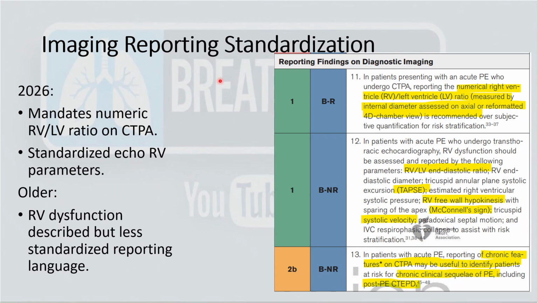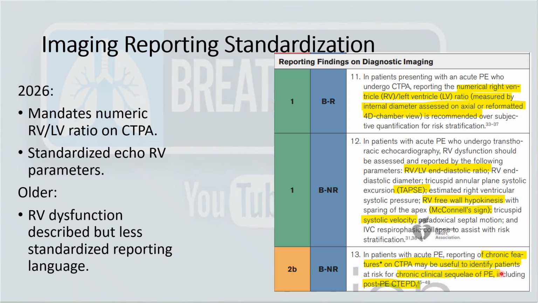Of course, they have mandated that in imaging reporting, they have standardized that you have to write the numeric value of the RV/LV ratio on CTPA, and they have also standardized some echo RV parameters. This is the table which says the numeric right ventricular to left ventricular ratio, measured by internal diameter assessed on the axial and reformatted four-chamber view, has to be written. Also, on echo you have to comment upon the RV/LV end diastolic ratio, TAPSE, RV free wall hypokinesia, McConnell sign, tricuspid systolic velocity. All these things you have to comment upon in echo.